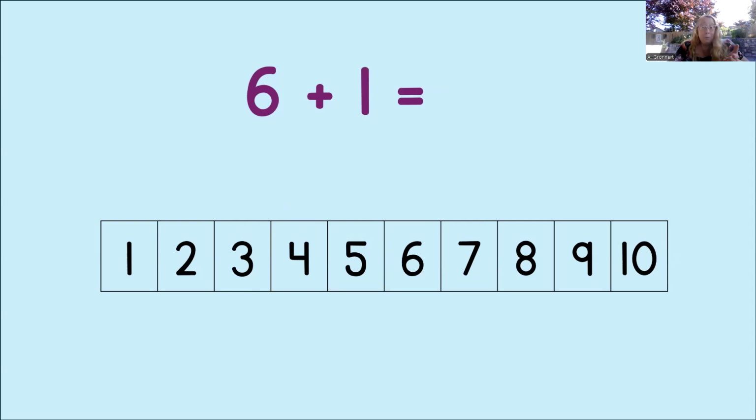Okay, here's another problem. What do we do? Well, we look at the problem. 6 plus 1. Then we start with the first addend. That's the number 6. So we mark our number line to match that, 6. Then we look at the second addend. That's the number 1. And we count on 1.